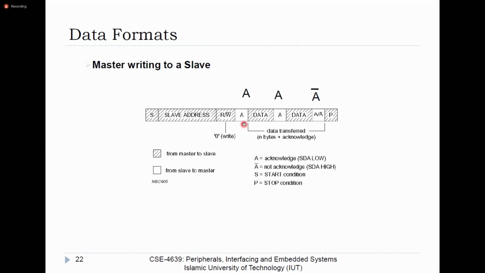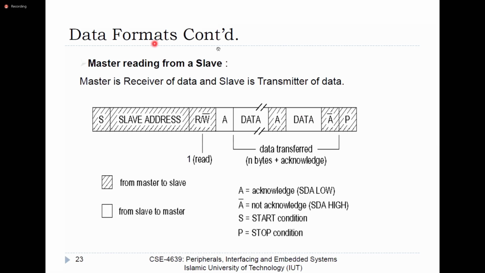And after that, depending on the data byte transfer direction, one byte, one acknowledgement, another byte, another acknowledgement. These acknowledgement or negative acknowledgement is also possible. So A bar is not acknowledgement, or you can say negative acknowledgement. So this is, as a whole, the data format, where the master is reading from or writing to the slave.